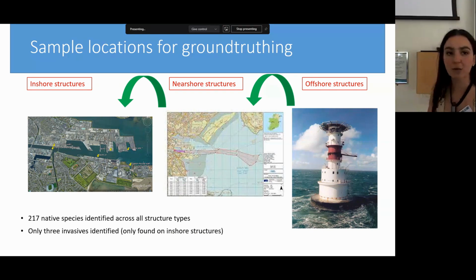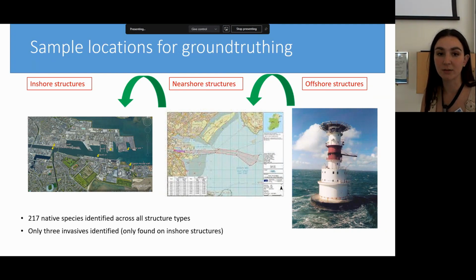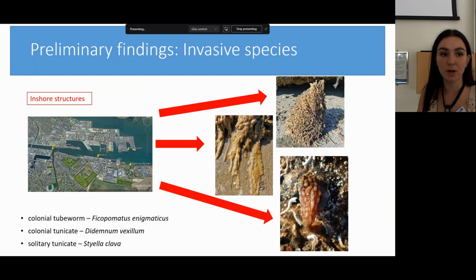So some of the sample locations for ground truthing, they looked at the inshore structures, so Dublin Port, and nearshore structures, so the navigational buoys leading into Dublin Port, and the offshore structure was the Kish Bank Lighthouse. And ground truthing these studies, they found 217 native species identified across all structure types, but only 3 invasives were found, only in the inshore structure. And these 3 invasive species were the colonial tubeworm Ficopomatus enigmaticus, colonial tunicate Didemnum vexillum, and solitary tunicate Styela clava.